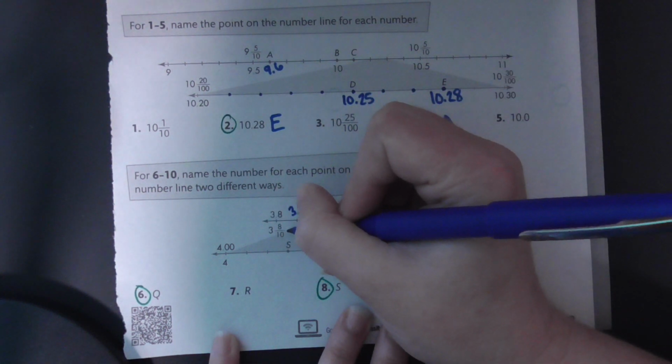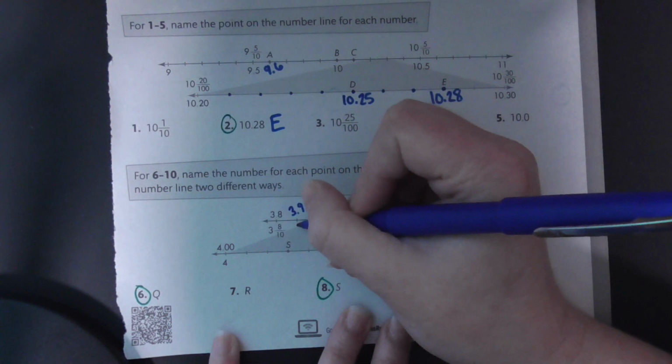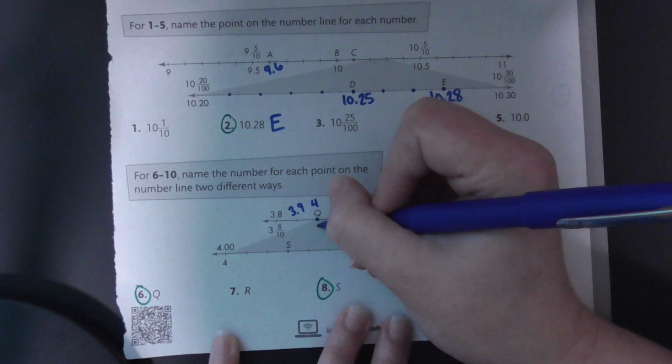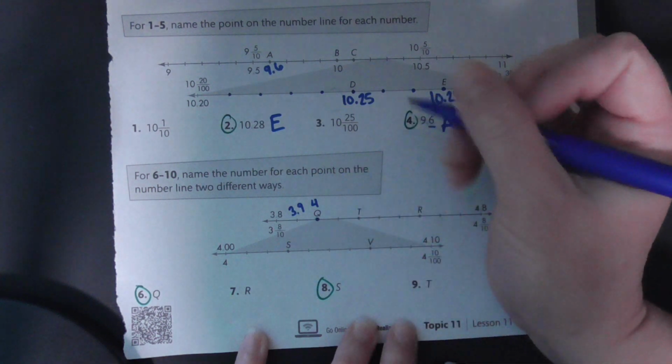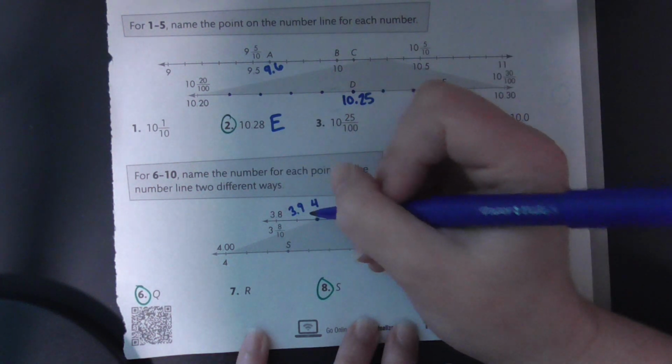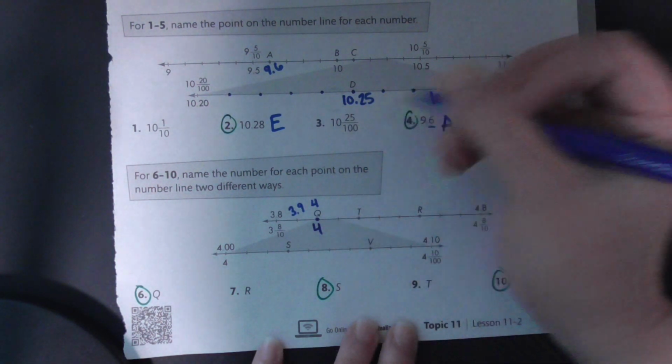And then this would be 4. And let's see if we check that down here. We have 3 and 8 tenths, 3 and 9 tenths. And then this would be 3 and 10 tenths. But we know that 10 tenths is just another whole. So this would, in fact, be 4.